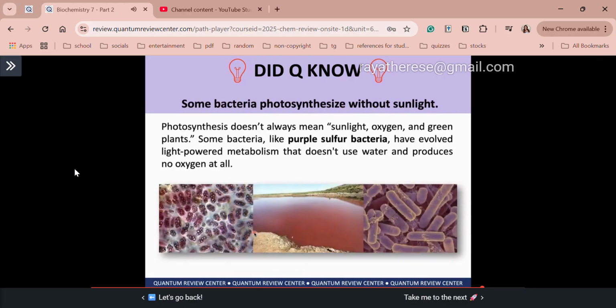Diba? So lastly, some bacteria actually photosynthesize without the use of sunlight. So meaning, your photosynthesis doesn't always mean sunlight, oxygen, and green plants, with your purple sulfur bacteria. Sir, ano pong ginagamit niya? So class, instead of water, diba? Here you can see they evolved light-powered metabolism that doesn't use water. And instead, they use hydrogen sulfide. And of course, they do not produce oxygen, rather, they produce elemental sulfur as a byproduct. Class, see the structure of your purple sulfur bacteria. Cute, diba? So they are found in deep sea vents, hot springs, and anoxic swamp layers. So important na nag-adapt sila in their environment for their survival.